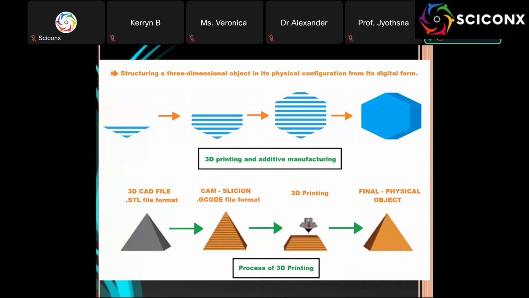Then the G code file instructions are followed by the printer to lay down successive layers of the material in order to build the three-dimensional replica. No doubt it is a time-consuming process, but it will give you 99.9% to 100% accuracy to form the replica of an object, and the final object will be formed.